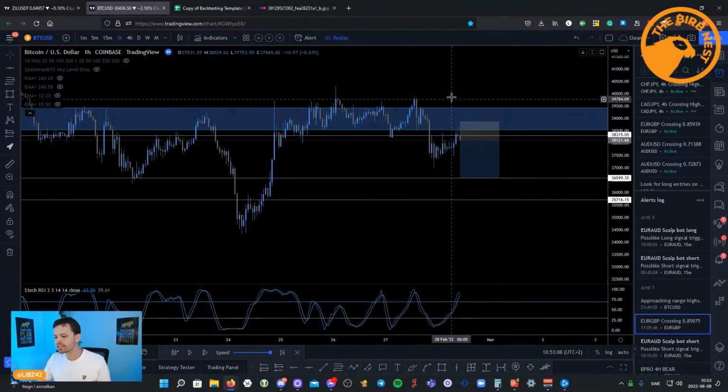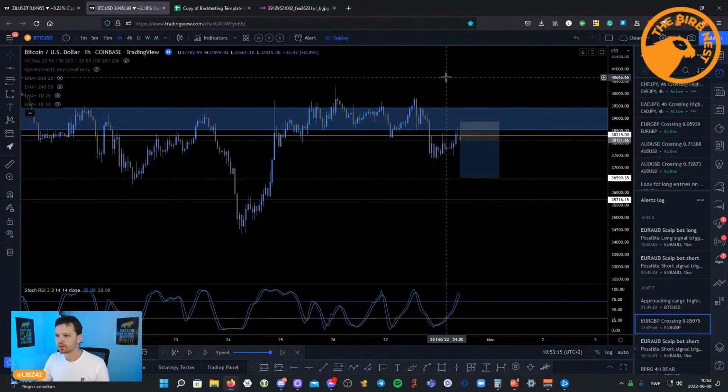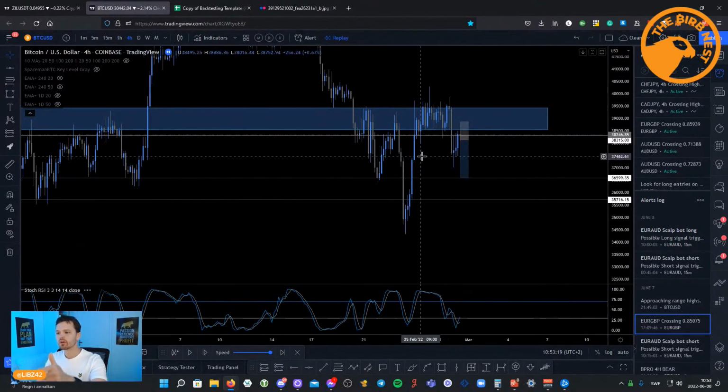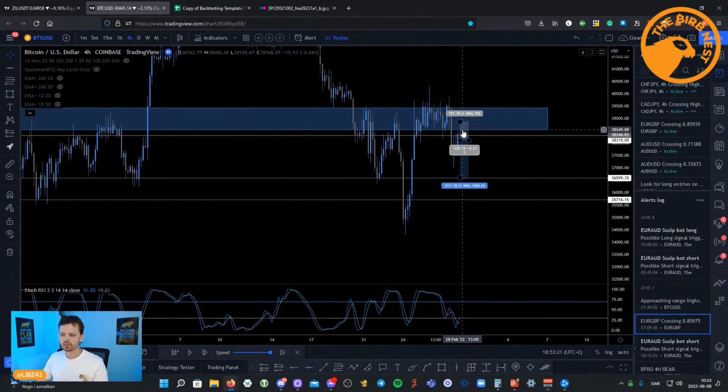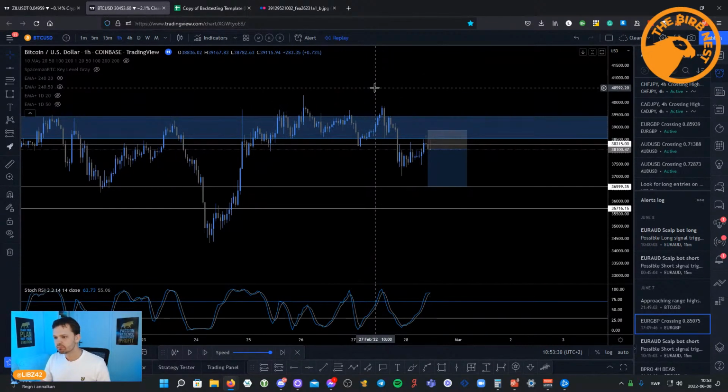All right, so that's the entry, right? So let's try this, right? Actually, you know what? I said remove the stochastic RSI, but let's keep it on because it's just so beautiful here. So what we've done here is we've looked at the 4 hour for levels of interest, right? And market structure and all that. And then we go into the 1 hour to see if we can find confluence, right? Let's see what happens here.